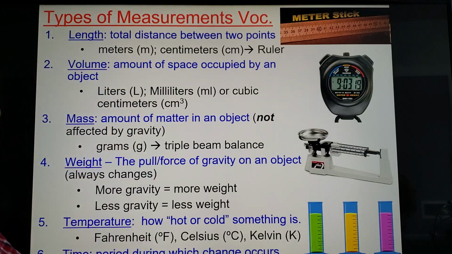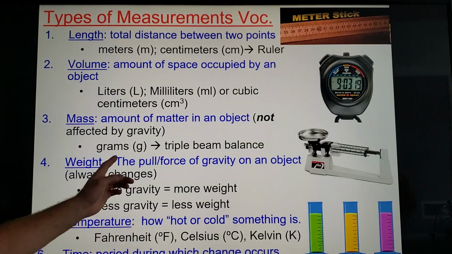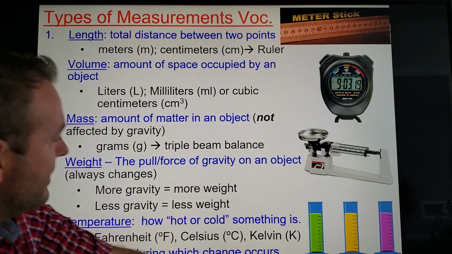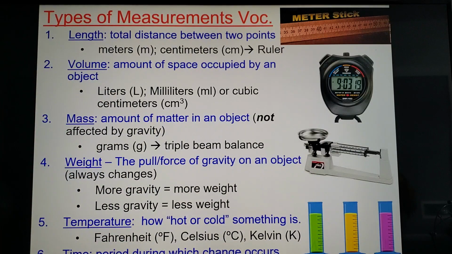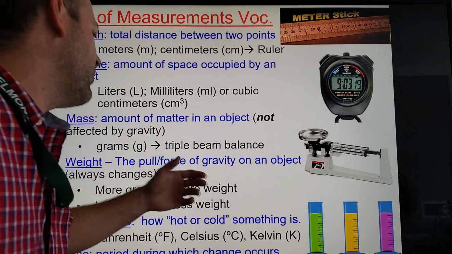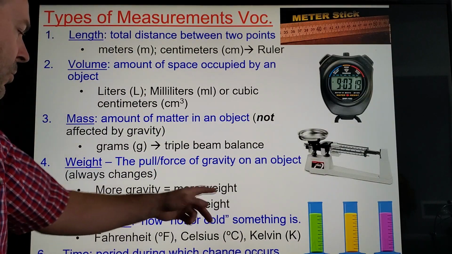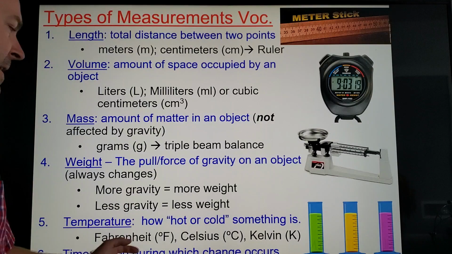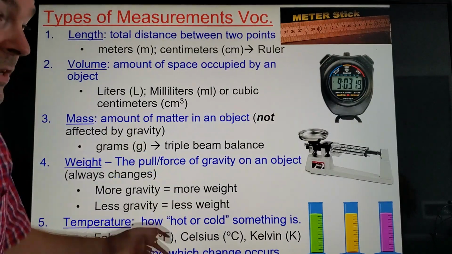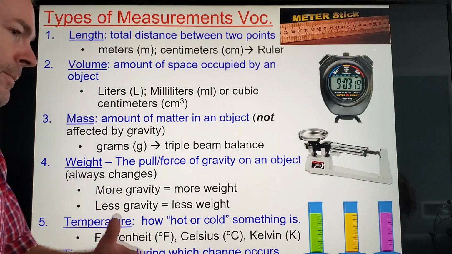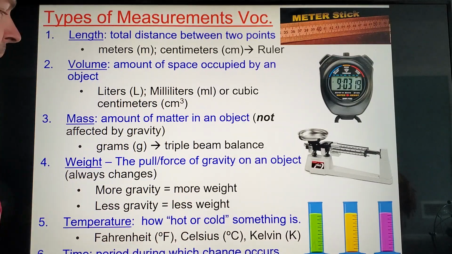Mass, the amount of matter an object has, right? Not to be confused by gravity. We'll talk about that in a second. Grams, right? You're going to use a triple beam balance, obviously, for our science lab purposes. Weight is the pull of gravity, the effect of gravity on your mass. The more gravity you have, the more weight you have. The less gravity, the less weight. And to relate it to mass, well, the more mass you have, the more gravity you're going to have. And we'll talk about that.